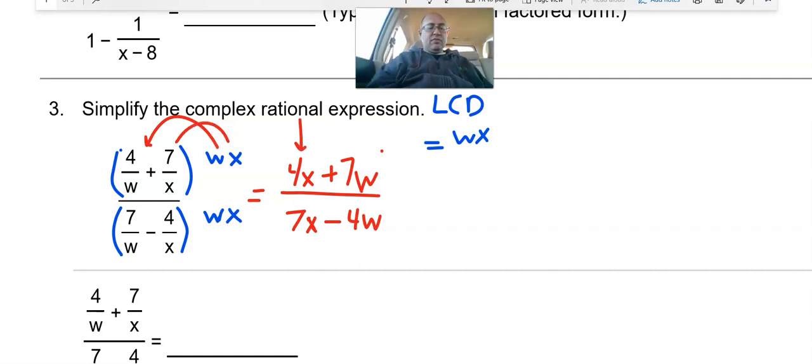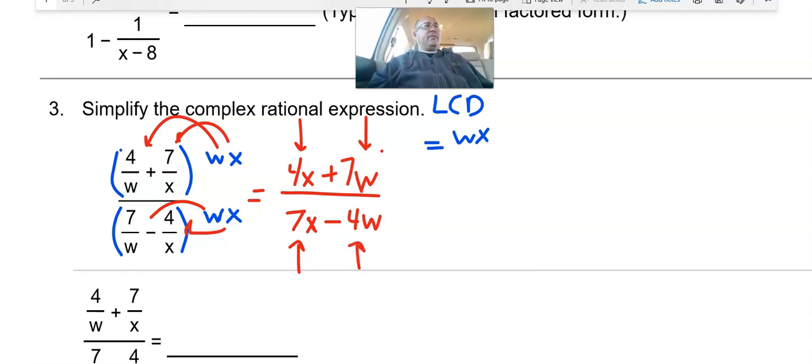And then we multiply this times this, right? And the x's cancel, but not the w, so that gives me 7w. And then you do the same thing on the bottom. wx times 7 over w, the w's cancel, but the x's don't, so that's 7x. And then multiply that times that, and the x's cancel, the w's don't, so that gives me negative 4w.